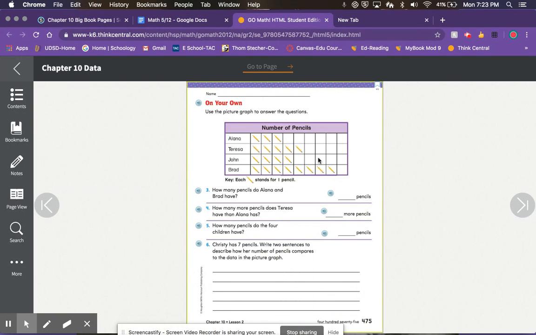There's a couple different ways you can explain it. Just give me 2 sentences to tell me how her pencils compare, okay? Christy's pencils, she has blank more than this person. Christy has blank less pencils than this person. All right, so that's how you're explaining.